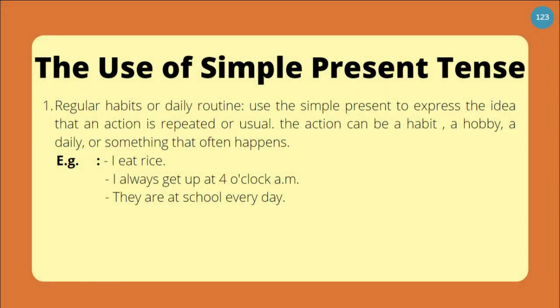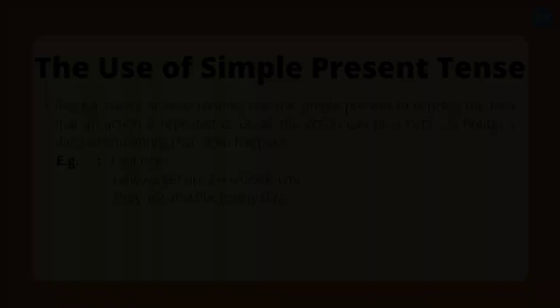First, regular habit or daily routine. Use the simple present to express the idea that an action is repeated or usual. The action can be a habit, a hobby, a daily routine, or something that often happens. For example, I eat rice. I always get up at 4 o'clock a.m. They are at the school every day.